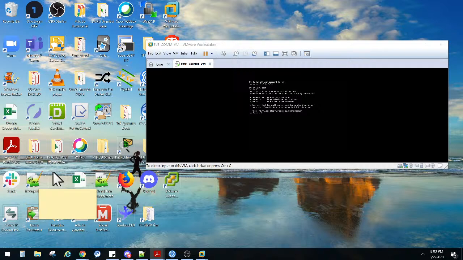I'm trying to see if I have the topology for it. I guess it don't matter because we're using Eve today, so give me a second here.